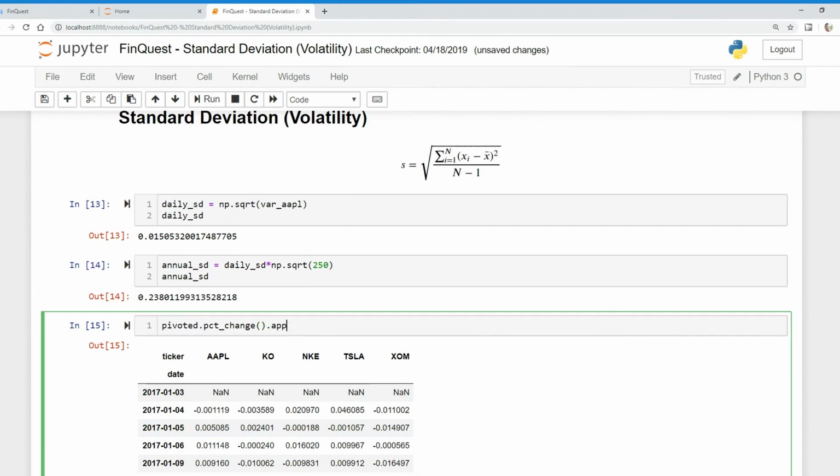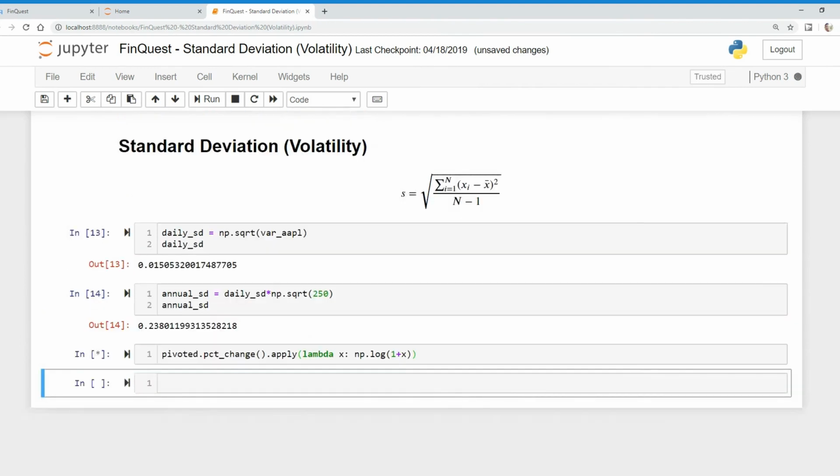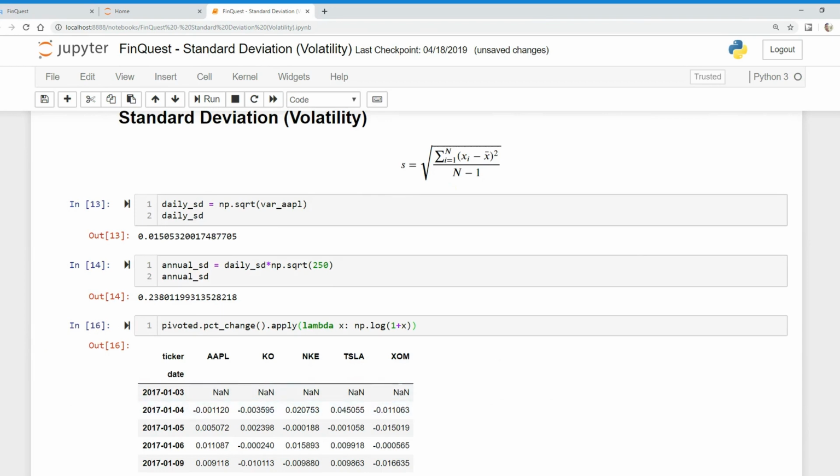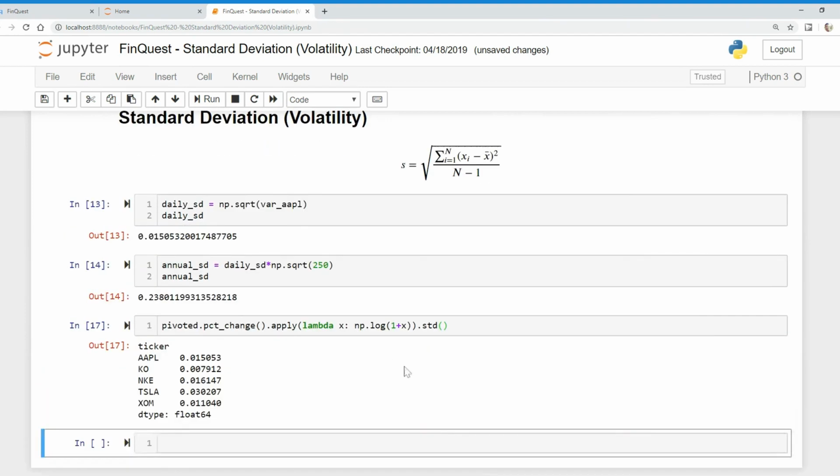And again, we want to get the natural log of these daily returns. So we're going to say dot apply lambda x, and we're going to say np.log of 1 plus x. And there we go. We have the natural log of these stock returns. And finally, if we want to just calculate standard deviation, there's a built-in function. We can say like so, and there we go. We have the daily standard deviation.